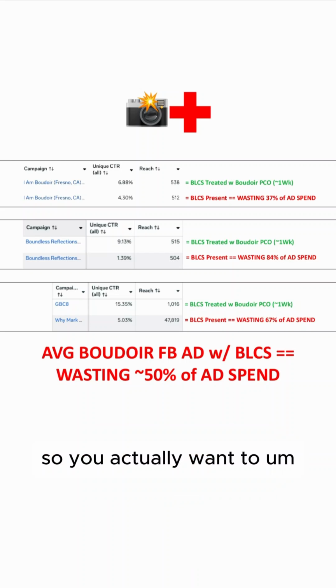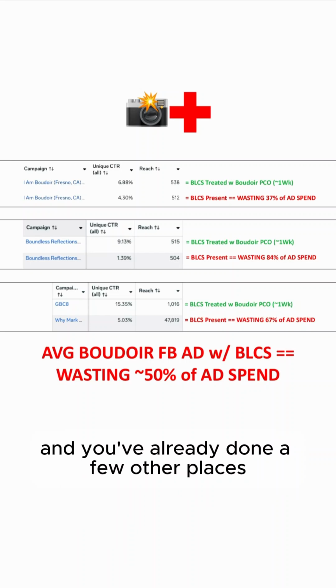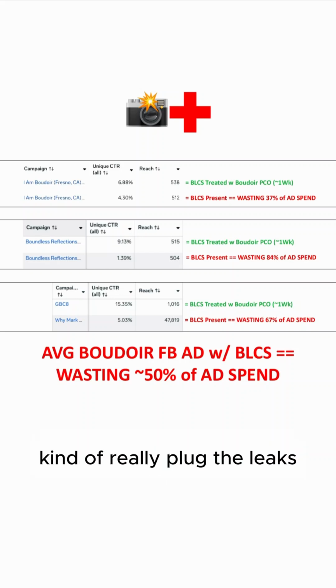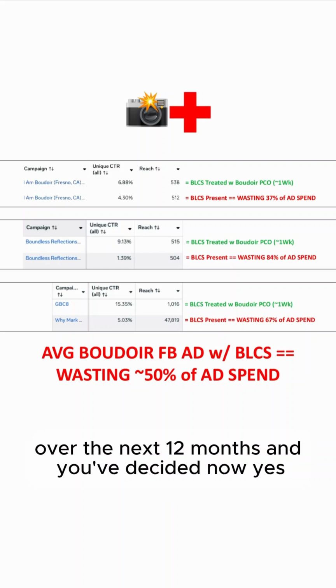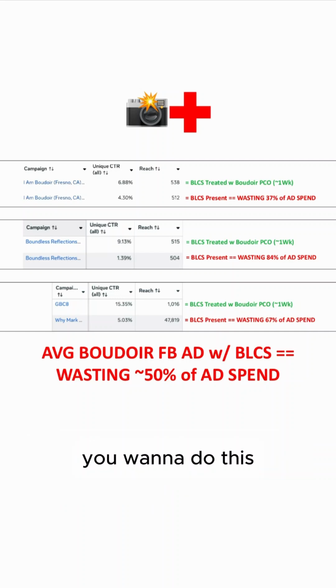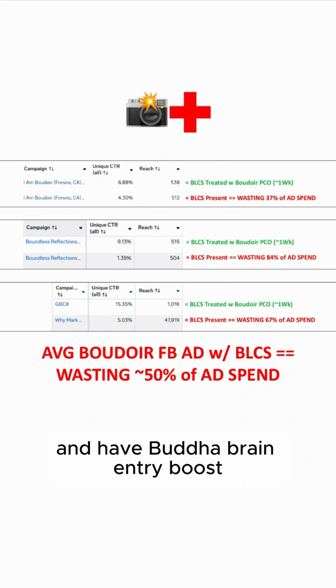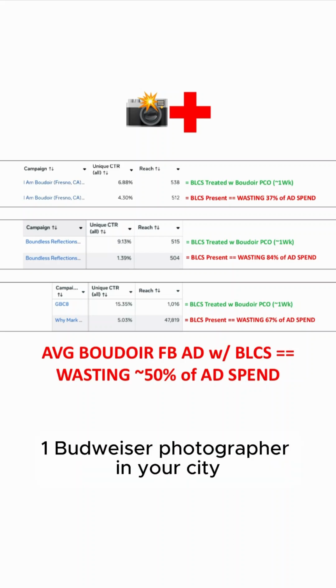So you want to pull more money, you're optimizing the business more to pull more profit out of it for your same effort. And you've already done it in a few other places, but now you really want to do it for boudoir Facebook ads, really plug the leaks, be as efficient as possible, and stop wasting all the money. And you're seeing you can probably eliminate about 5K a month in wasted boudoir Facebook ad spend and keep that back in your pocket. That'd be approximately 60K over the next 12 months. And you've decided now, yes, you want to do this. You want to achieve pre-click alignment, become a dominant boudoir advertiser, and have Boudoir Brain Entry Boost on your path to becoming the number one boudoir photographer in your city.